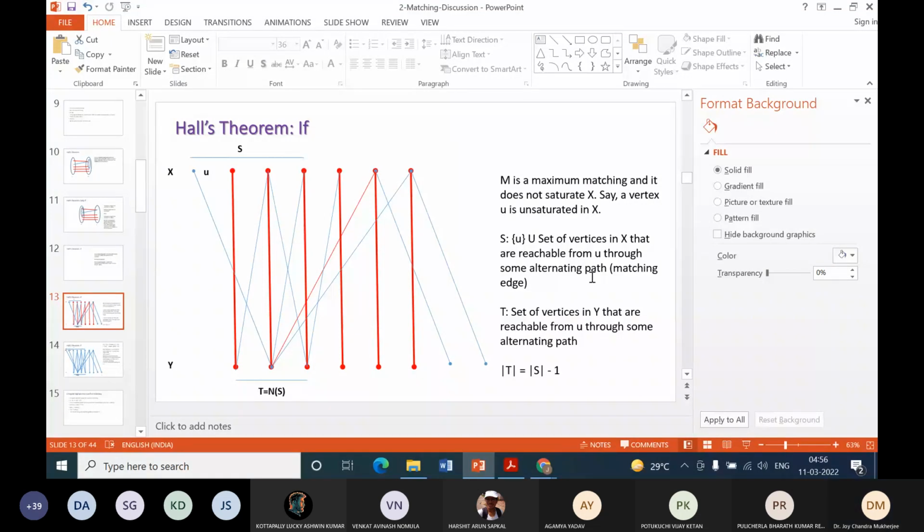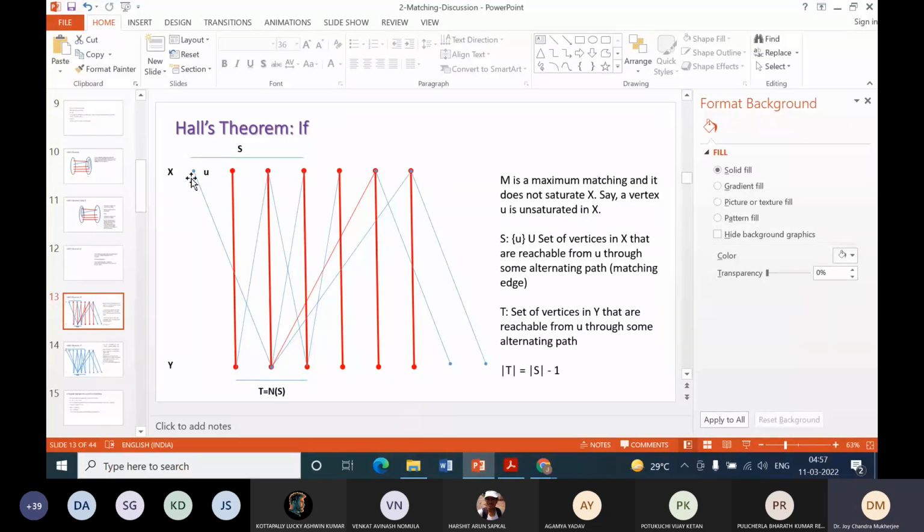Say for example this vertex, I can reach from U. I came here and I can go there, but that is not an alternating path, because this is an unmatched edge and this is also an unmatched edge. So this is not included. Only those vertices are included which are reachable from U through some alternating path.